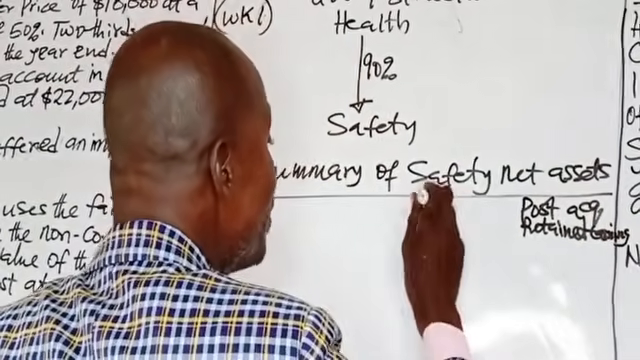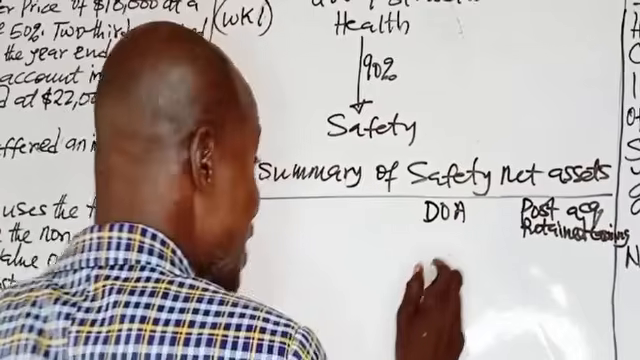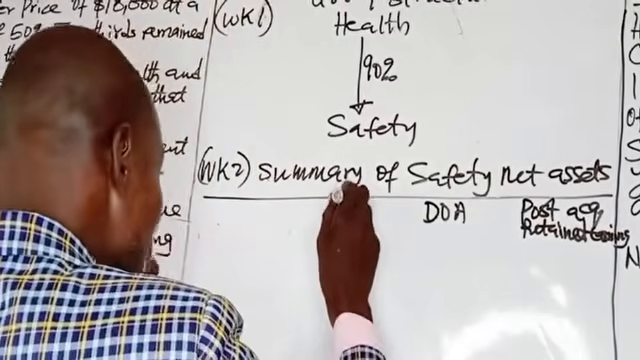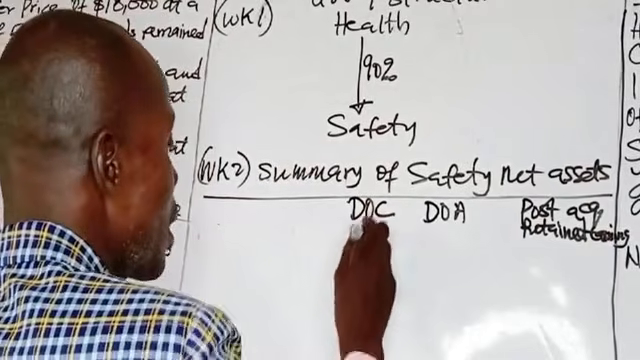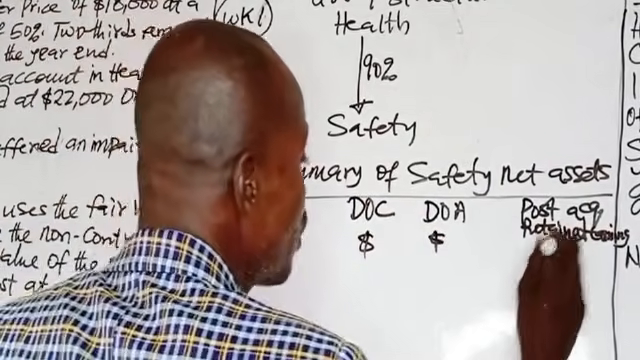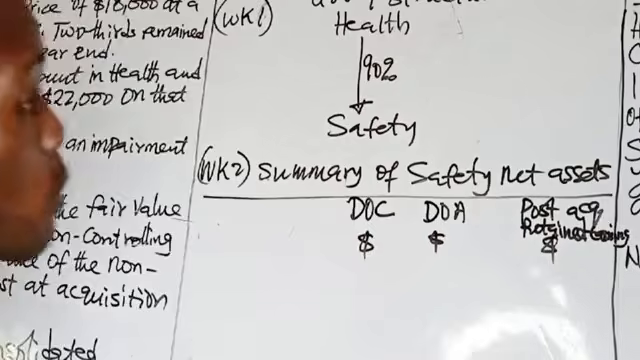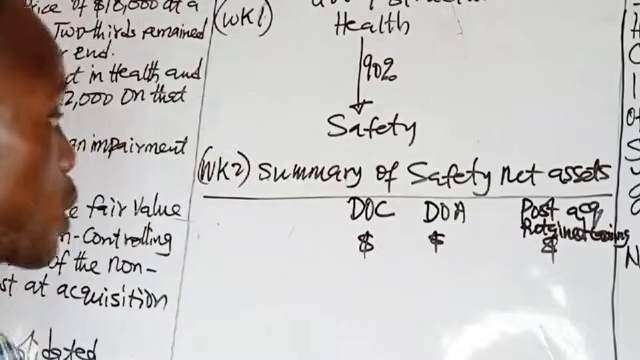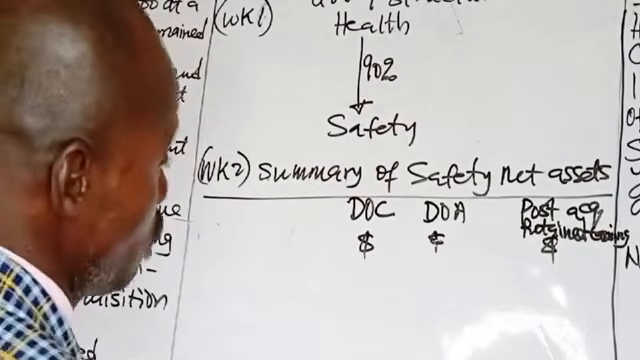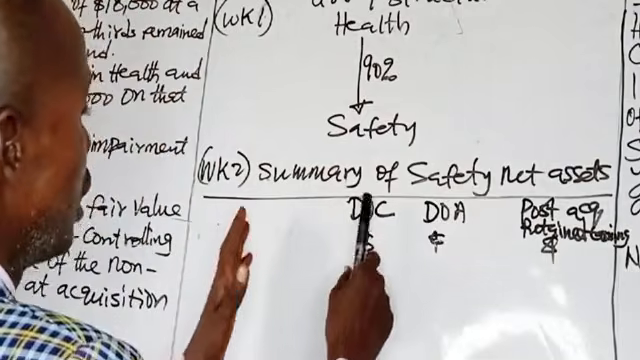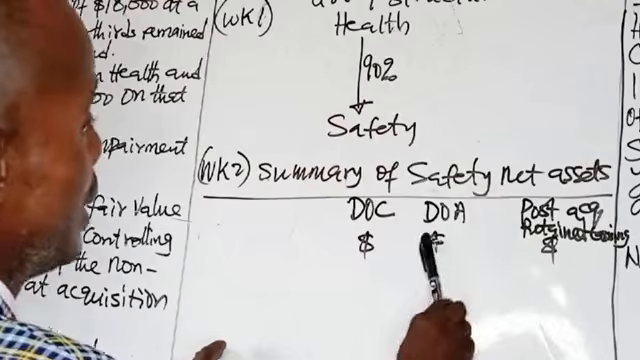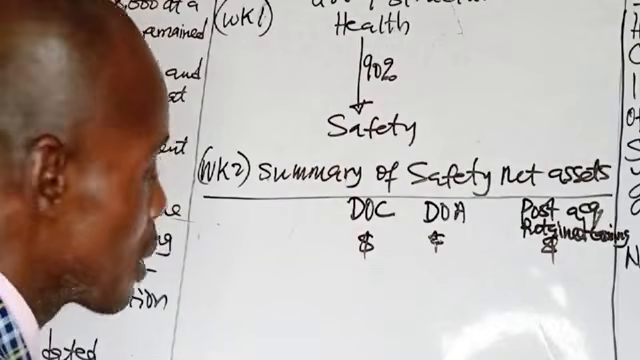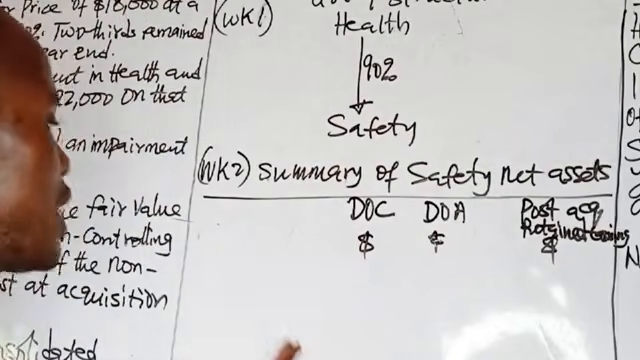You have a column for date of acquisition. DOA stands for date of acquisition. Then you also have a column for date of consolidation, which is DOC. I've told you that the DOC is just a memorandum column. So the major columns you need are DOA and post-acquisition. Just that all the amount will be here, which will not be transferred between this and this.